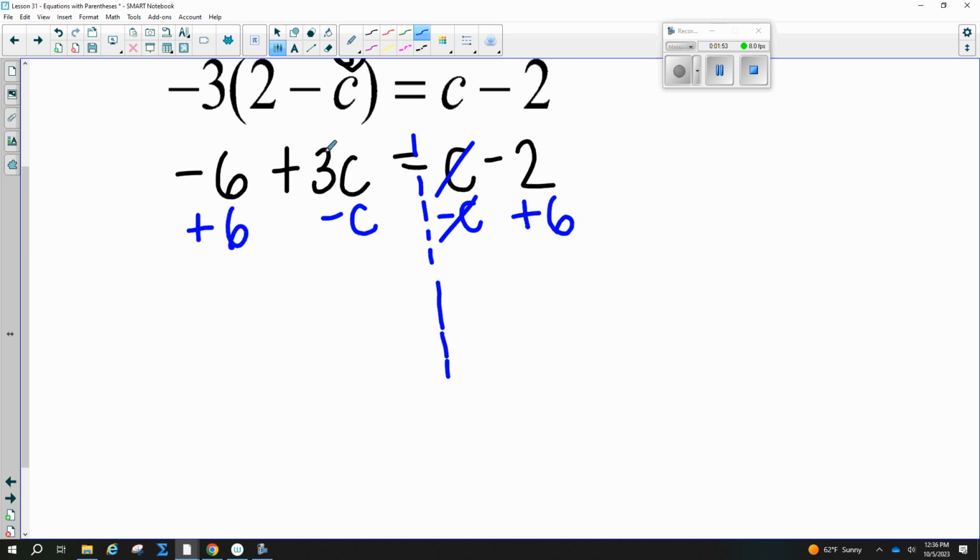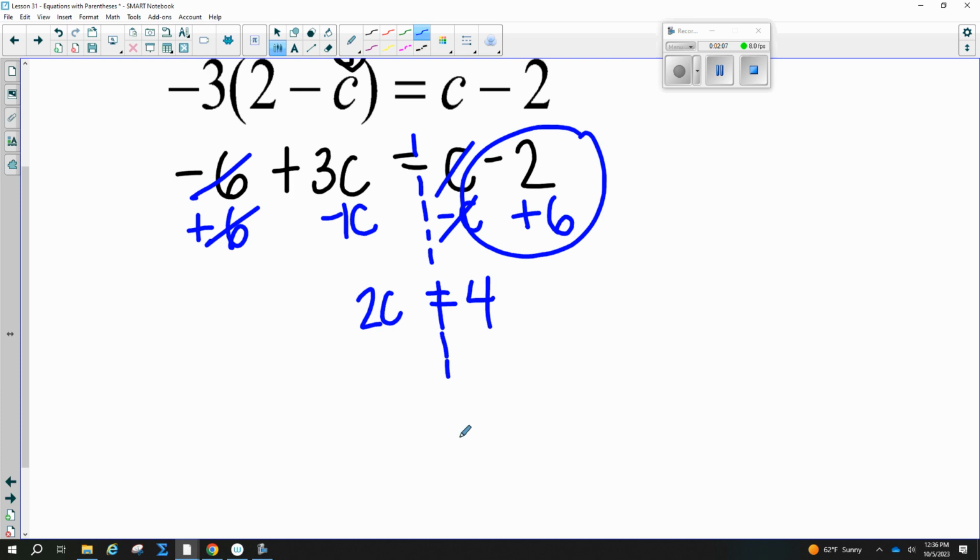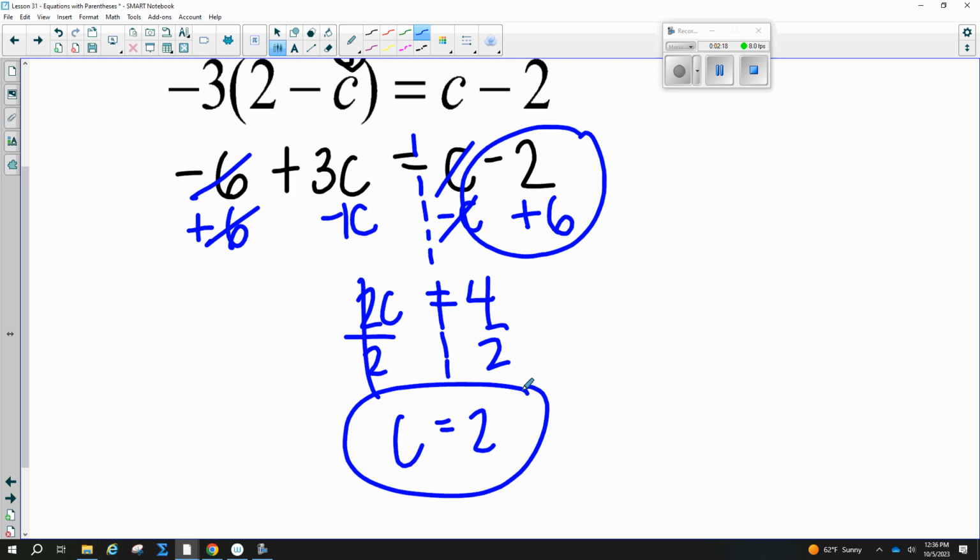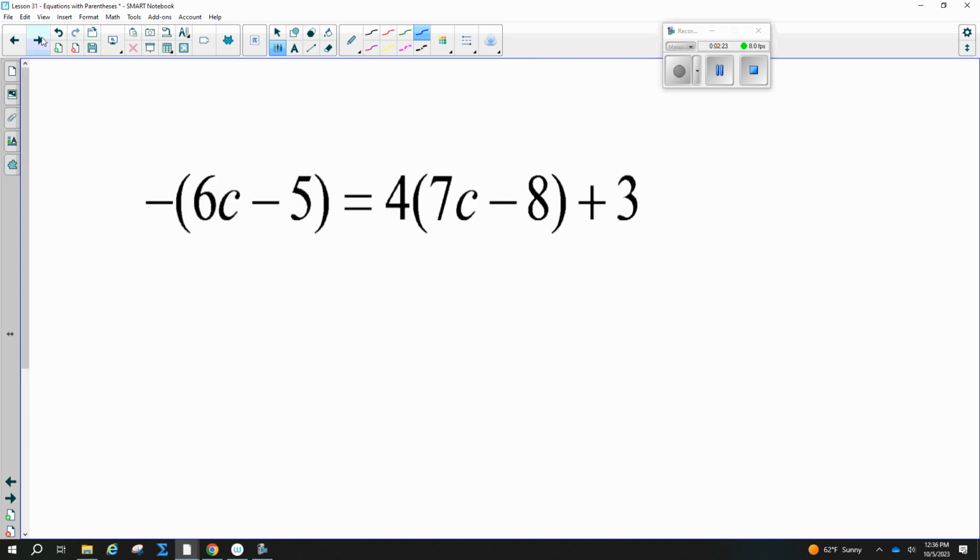All right, so my 6's will cancel. So this is a 3c minus a 1c, which is a 2c. All right, and then right here, I have a -2 plus 6, which is +4. All right, and then Amira, what do I do next? Yep. So c equals 2. All right. Let's try some more parentheses and adding like terms.